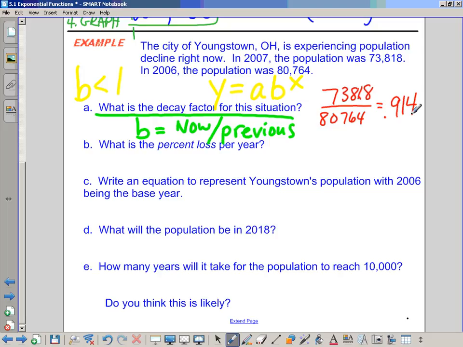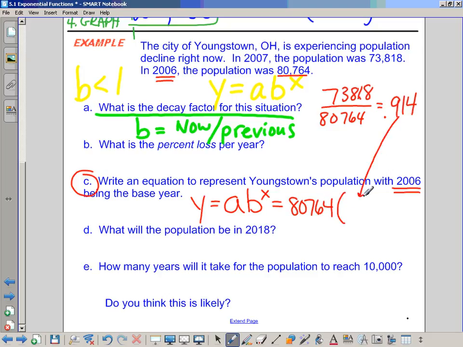So I'm going to actually jump all the way down to part C right now and go ahead and write down the initial a times b to the x. The A would be the initial population in 2006. Let's find that up here, the population, 80,764. Our B, boom, 0.914 is your decay factor. That means that from year to year, Youngstown is retaining a population of 0.914, or they're retaining 91.4%. So the percent loss is the opposite of that.